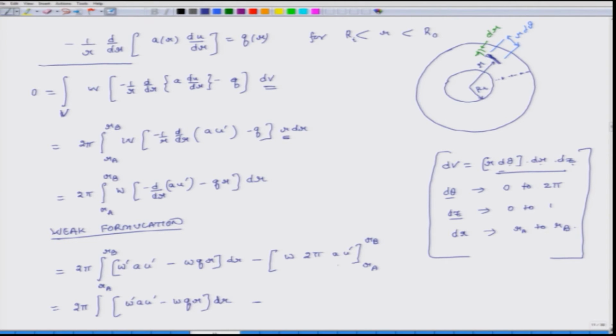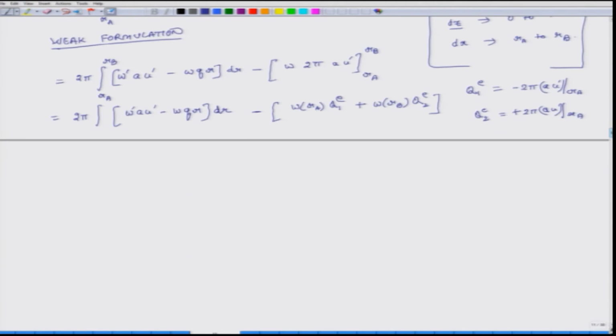and on the boundary term I get w evaluated at r a times q1 e plus w evaluated at r b times q2 e, where q1 e equals minus 2 pi a u prime evaluated at r a and q2 e equals plus 2 pi a u prime evaluated at r b. So, that is my weak formulation.